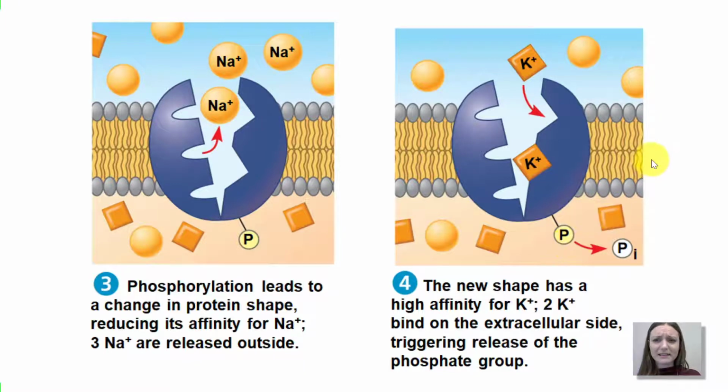So potassium binds to the active site. Potassium moving in from the outside fluid binds to the active site. That then triggers, once those potassiums are both bound to this active site, 2 potassiums are bound, that then results in the release of that phosphate group. Okay, so potassium binding results in a shape change, which causes this enzyme to get rid of that phosphate group, to release that phosphate group right there.